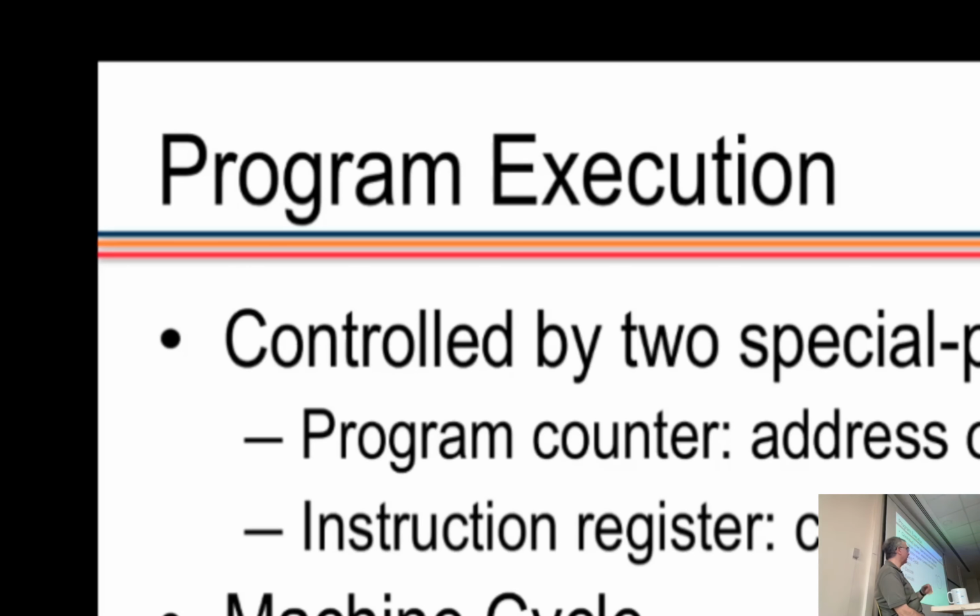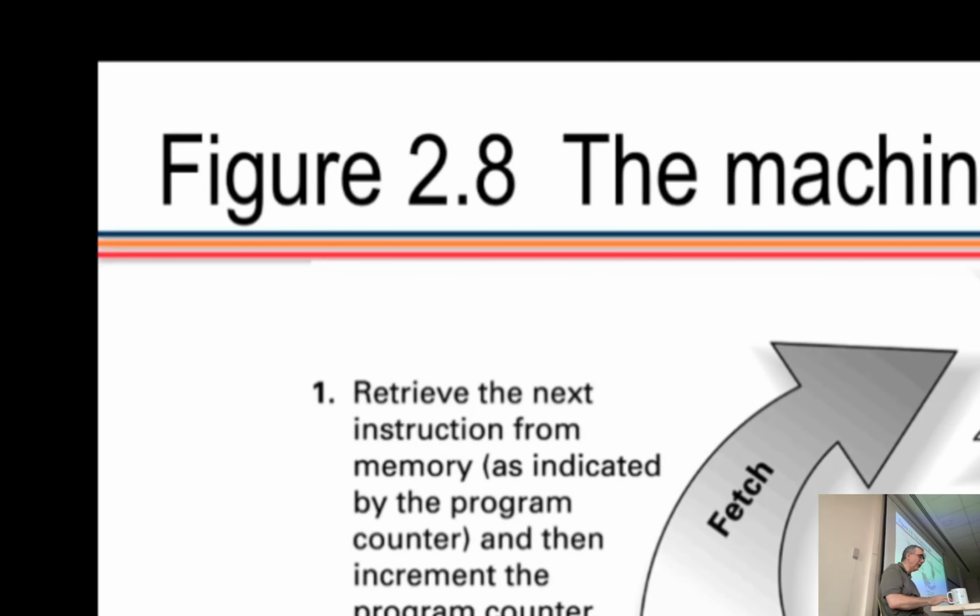So, this is the same. The program is controlled by two special purpose registers, program counter and instruction register. What it is, and move on. And that one cycle is actually made up of getting it, understanding it, and executing it. Getting the instruction from memory, understanding it, and doing it. So we call it the fetch, decode, execute cycle.